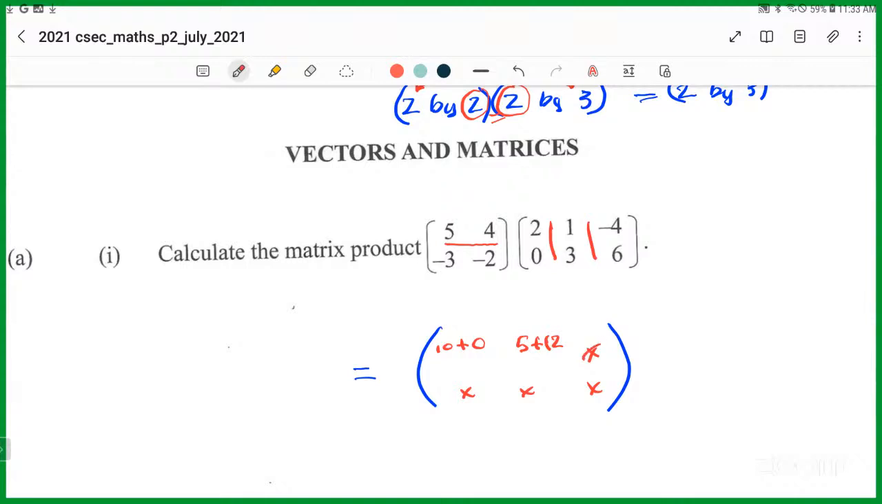And the last value out here is positioned in the first row, third column. So to get it, we're using this first row with this third column. Again, it's first element times first element, second element times second element. So it's 5 times negative 4 is negative 20, and 4 times 6 is 24.